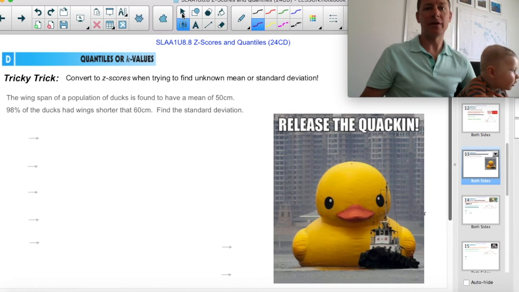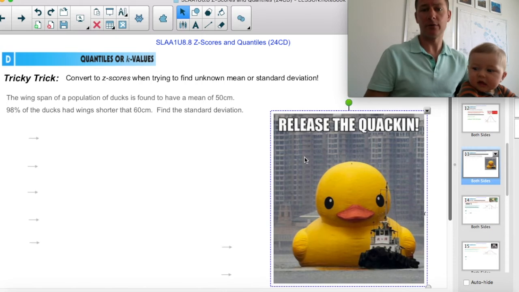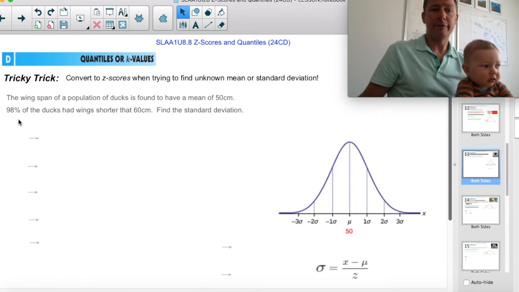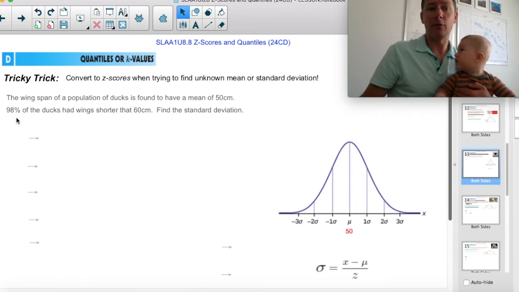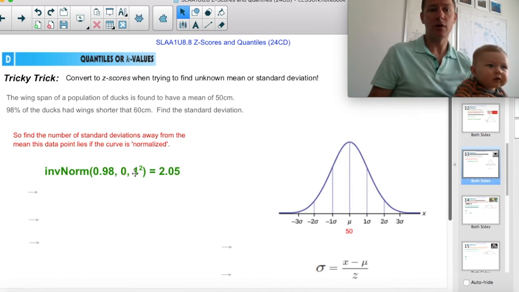We can use that same trick if we don't know a mean or standard deviation. For example, 98% of ducks have wings shorter than this amount. So we can use the idea of the curve and find the standard deviation. We could figure out the quantile that bounds the 98% in a standard normal curve with 0 in the middle and 1 as the standard deviation. What does that look like? How many standard deviations away is that?